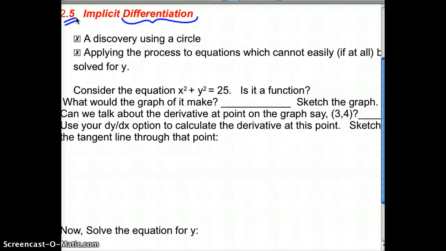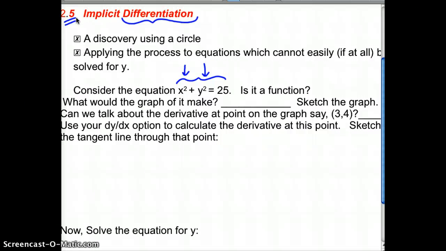So we've got a new situation that's going to happen in section 2.5, and I'd like you to consider the equation x squared plus y squared equals 25. And what's different about this is both the x and the y are on the same side of the equal sign. It's not in the form y equals. Yes, on this one I could solve it for y easily, and I'm going to in a little bit.